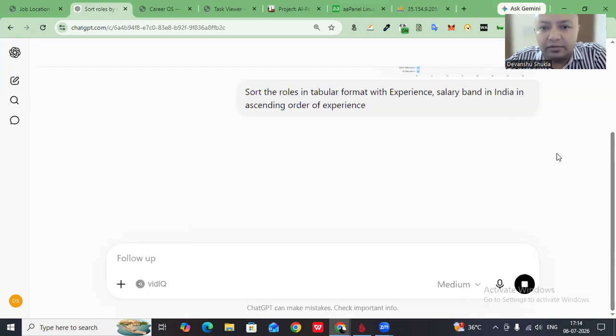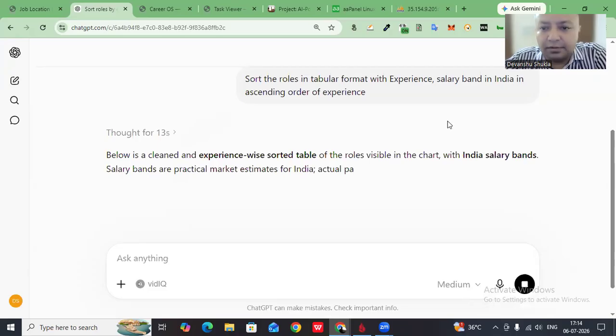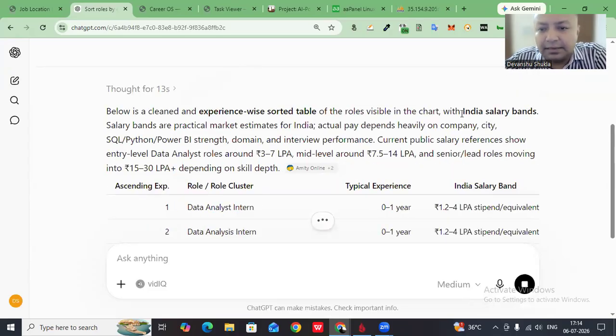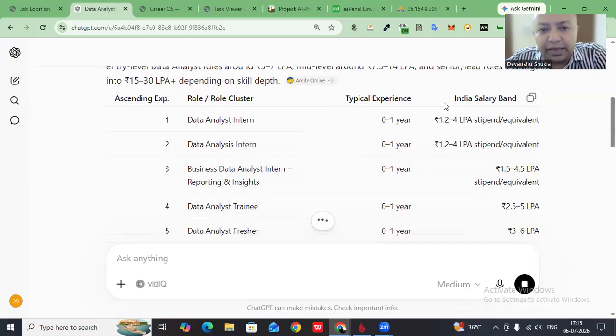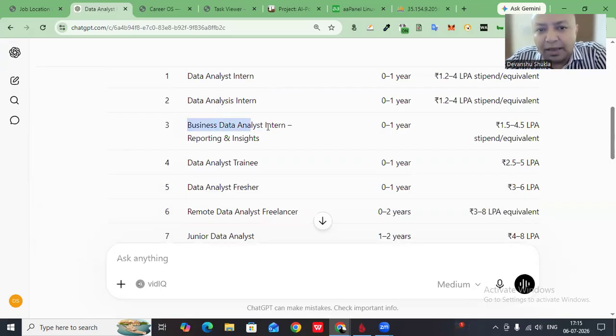So on the basis of the analysis, we'll get salary bands and the ascending ladder. Now if you can see, the very first thing we can focus on is the data analyst intern position, which you are already aware of, the minimum position from which an organization hires: data analyst interns or data analysis interns. These are two stipend-based roles, or maybe suitable for candidates who are in college. Followed by that, there is a role known as business data analyst intern for reporting and insights.